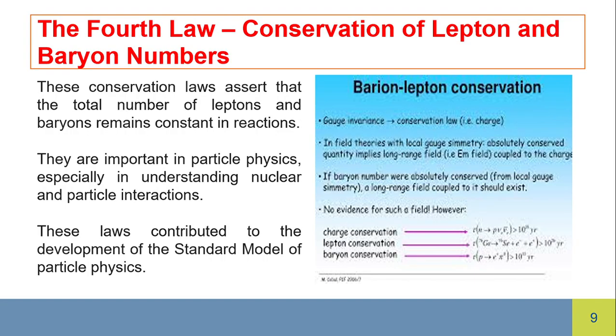So the fourth law is the conservation of lepton and baryon numbers. These conservation laws assert that the total numbers of leptons and baryons remain constant in reactions. They are important in particle physics, especially in understanding nuclear and particle interactions. These laws contributed to the development of the standard model of particle physics.